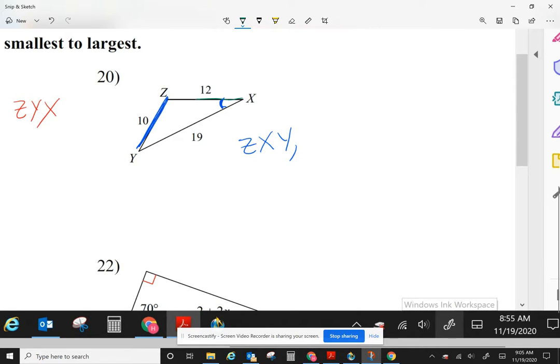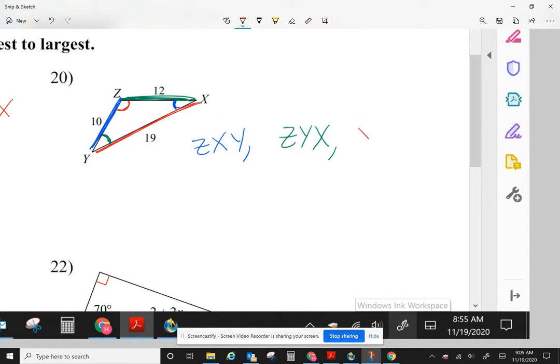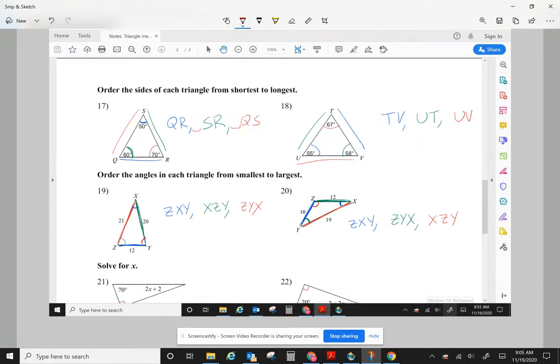My second measurement is 12, right? I'm going from small to large. This side is 12. So that means this in green is the medium angle. I'm going to use all three letters, making sure Y is in the center. So Z, Y, X. If you call it XYZ, you're fine. And the biggest side is 19. That means the biggest angle is that one. I'm going to make sure Z is in the center, so I'm going to call this XZY. And that's how you do this homework.